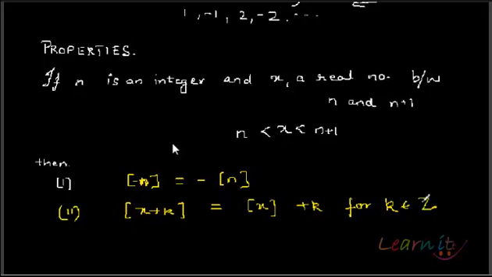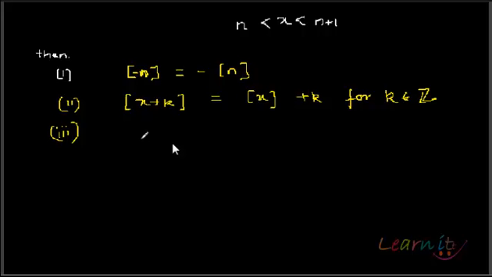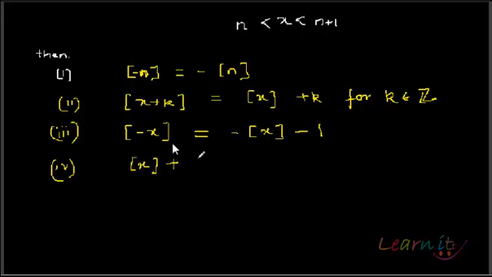Now second is that if we take greatest integer function of x plus k, it equals greatest integer function x plus k, because k already is an integer, so I don't need to take its integral value again. So k is an integer, and greatest integer function of minus x will equal minus of greatest integer function x minus 1.